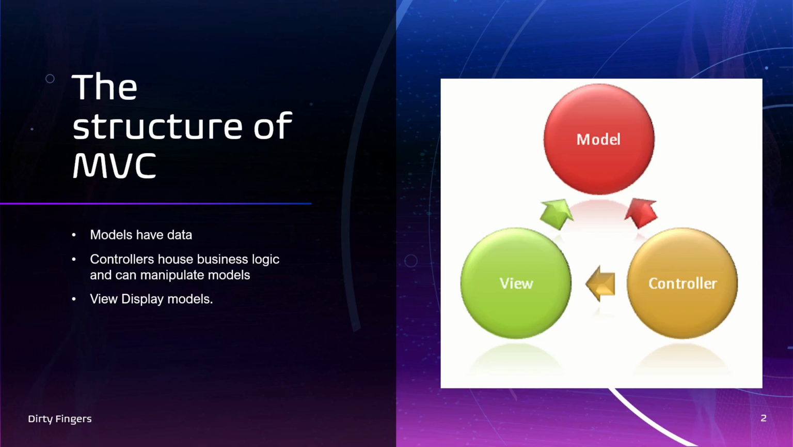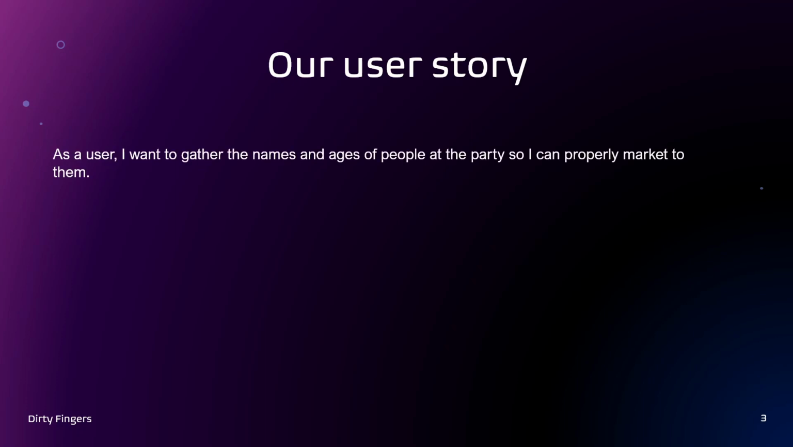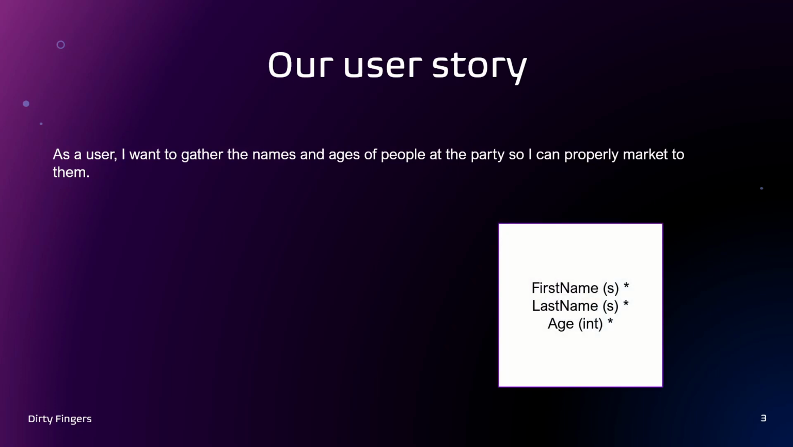So what are we going to do for our coding exercise today? The product owner for your team is going to come up to you and say, hey, I want you to gather the names and ages of people at a party so I can properly market to them. So you take some time, think about it, and create this little UML diagram. You're going to create a class which has a first name, a last name, and an age. Then you are going to add data to it via a controller and display it in a view.